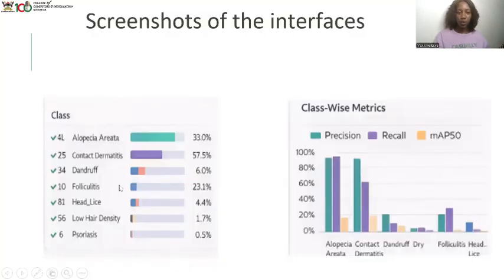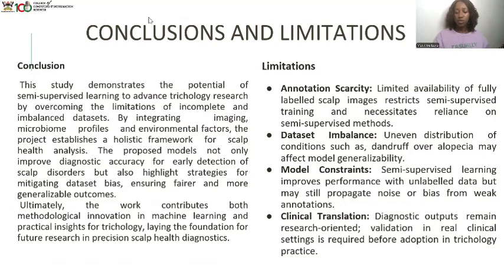These were the classes we used: alopecia areata, contact dermatitis, dandruff, folliculitis, head lice, low hair density, and also psoriasis. Then these are the class-wise metrics. So that was what I had.